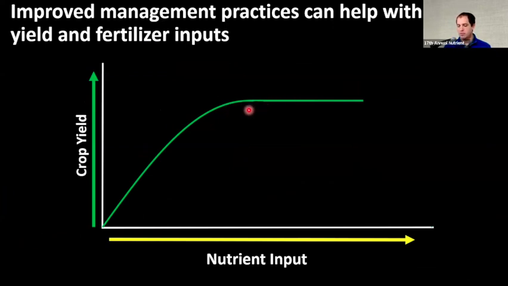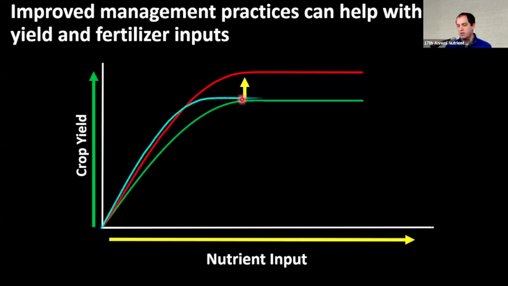The question is if I change my management practice, what happens to this area of the curve? Here's a couple of options that we're potentially looking for. We could just increase our yield. We still needed the same amount of nutrients, but we increased our yield because we made that improvement in our management. Another option is we could move that nutrient. We maintain yield, but we maybe need a little bit less nutrients in there. Or the third option, which is what we're all hoping for, less nutrients and an increase in yield.